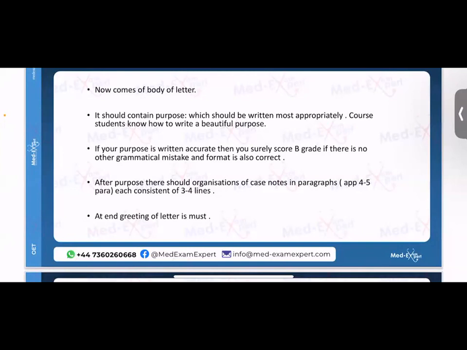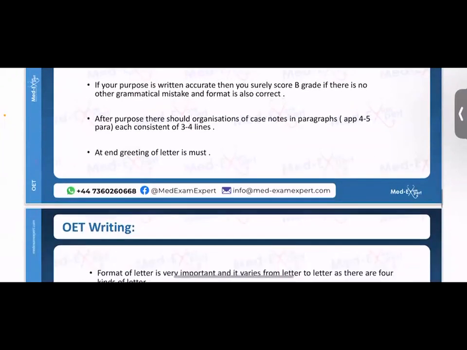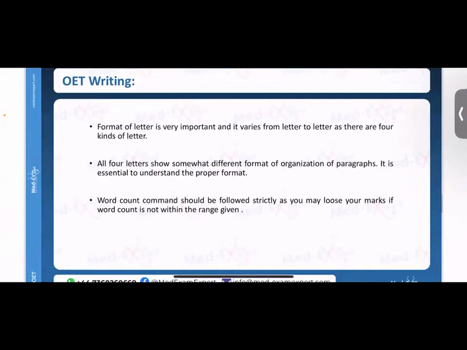After the purpose, there should be organization of case notes in paragraphs, approximately 4 to 5 paragraphs, each consisting of 3 to 4 lines. At the end, a greeting is a must, because without a greeting, your letter is incomplete. The format of the letter is very important. It varies from letter to letter, as there are 4 kinds of letter.